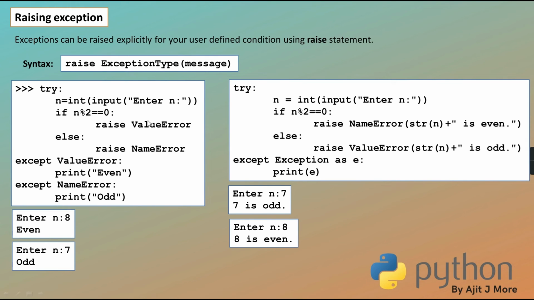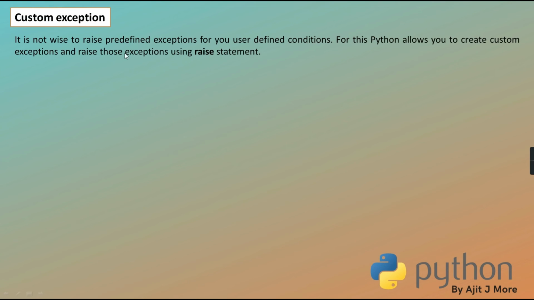Syntactically it is valid, no problem. But raising a value error and a name error is wrong, because value error works for a different purpose, name error is for a different purpose. Their purpose is already decided and you're calling them for something else. So it is wrong, and for that we can create a custom exception. That's what I have clarified here.